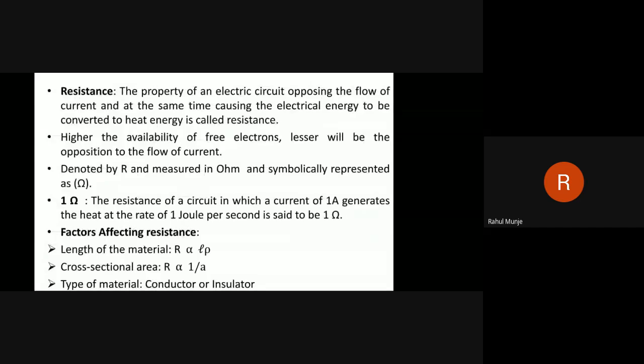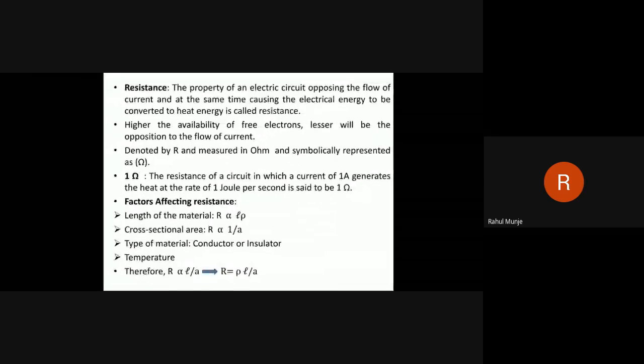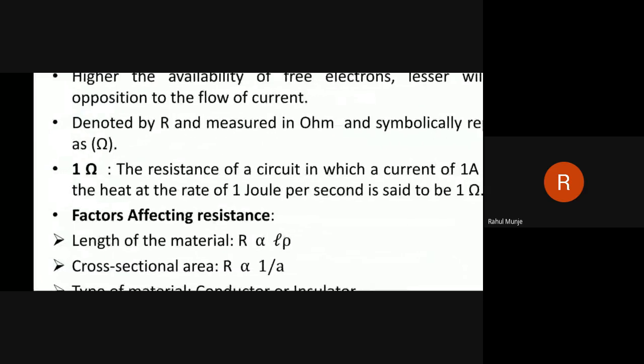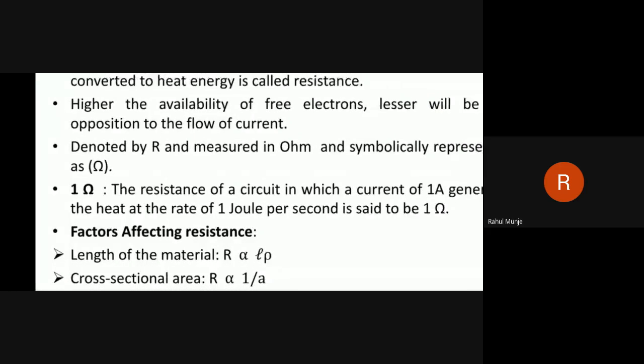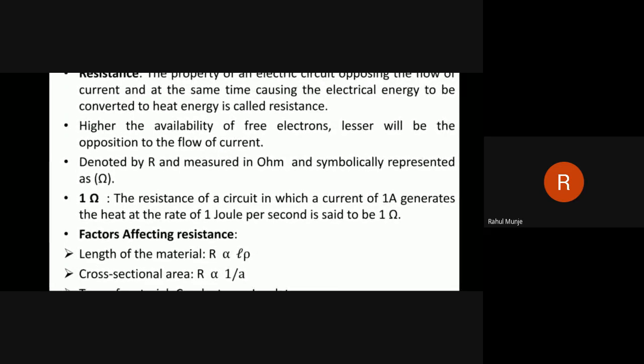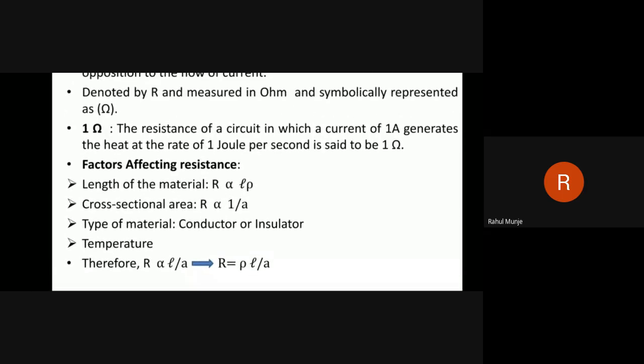So this is about our resistance. We generally denote resistance by R, and it is measured in ohms. Ohm is the unit of resistance. 1 ohm can be defined as the resistance of a circuit in which a current of 1 ampere generates heat at the rate of 1 joule per second. That is said to be 1 ohm.